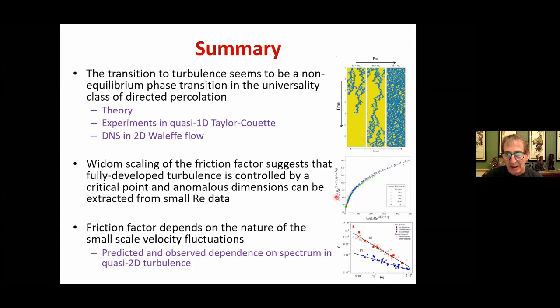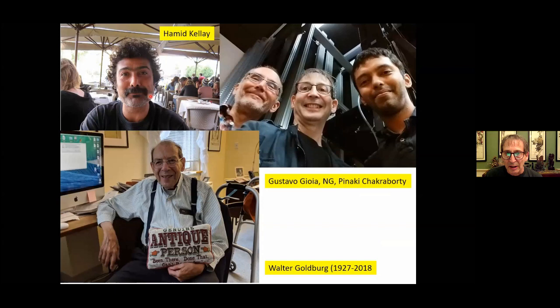So these are some of my collaborators on the work. Let me just quickly point them out to you. Hamid Kellay in Bordeaux, the late Walter Goldburg, Gustavo Joya, and Pinaki Chakraborty, both of whom are now at Okinawa Institute of Science and Technology.